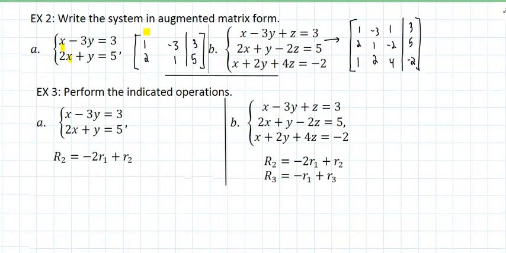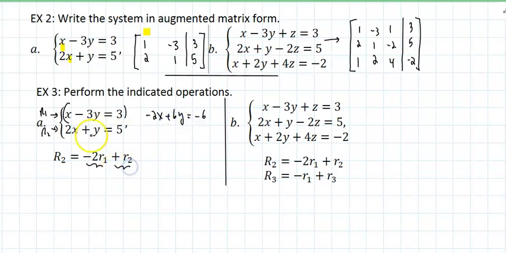Alright, next up, perform the indicated operations. I want row 2, remember this is representing row 1 and this is representing row 2. I want row 2 to become -2 times row 1. Well, let's see how that works. If I am to take -2 times row 1, there's row 1. If I multiply this by -2, that would be -2x plus 6y equals -6. Add that to row 2. Row 2 is 2x plus y equals 5. And if I add those, I'll get a 0. I'll get 7y, and I'll get a negative 1.